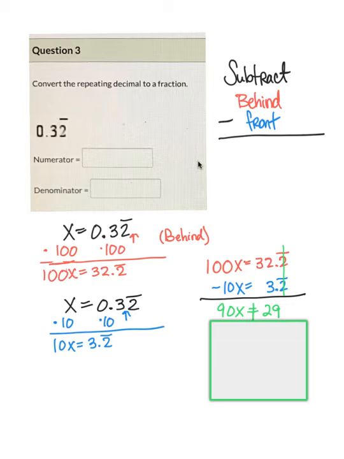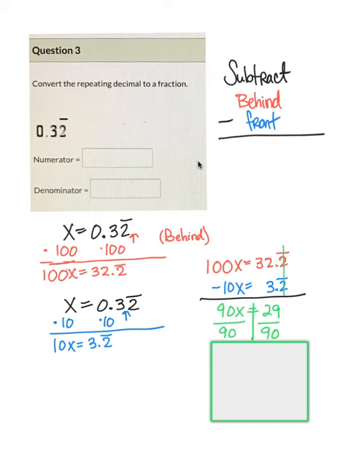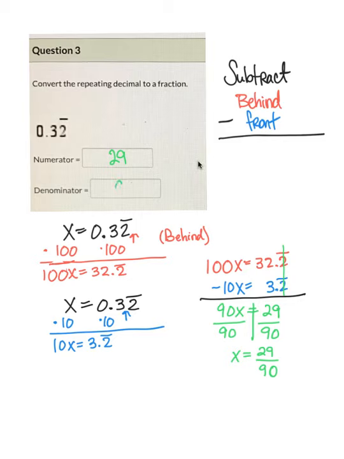So how do we do that? 90 and x are multiplying, so we're going to divide both sides by 90. And then we get x equals 29 over 90. The numerator, again, is the top part of our fraction, so that's 29. The bottom is 90.